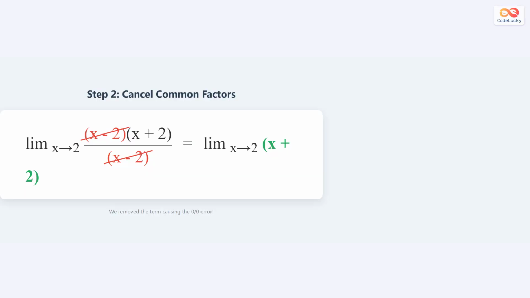Now for step 2. Notice that we have an x minus 2 on the top and an x minus 2 on the bottom. These are the troublemakers that were creating the zeros. We can cancel them out. We are left with a much simpler function, just x plus 2.